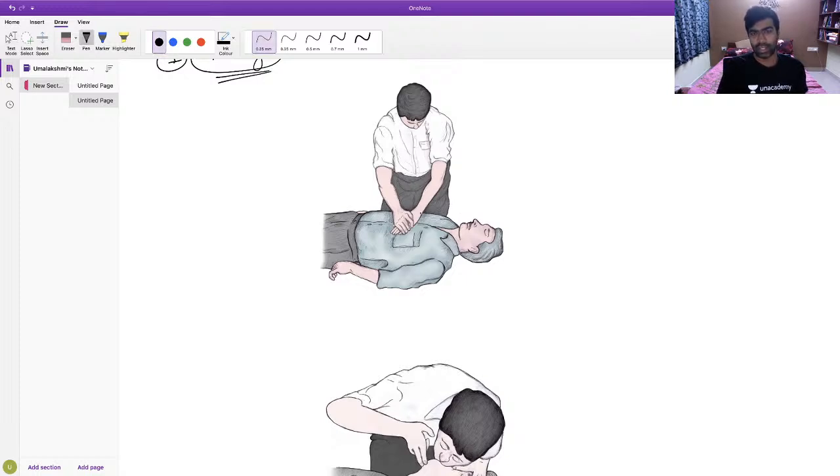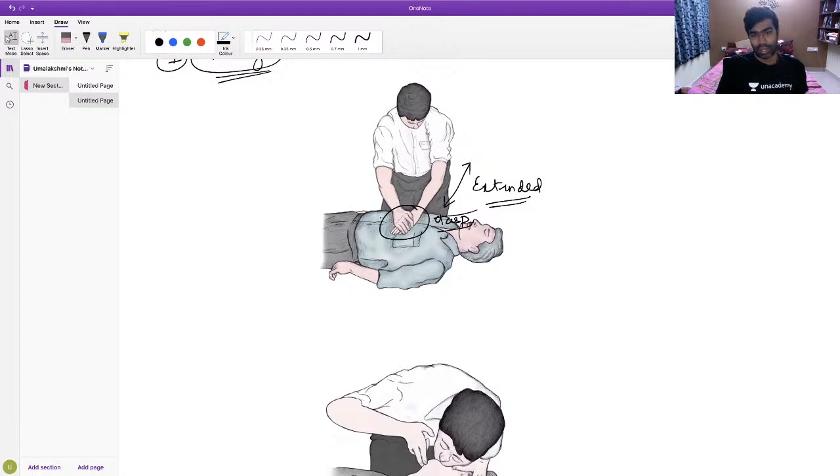And nevertheless, this is the idea of giving chest compressions. So how do you give chest compressions? First of all, your arms should be extended, which is very, very important, number one. And at the same time, you should clasp the fingers over the other hand. So it's better to clasp the fingers.